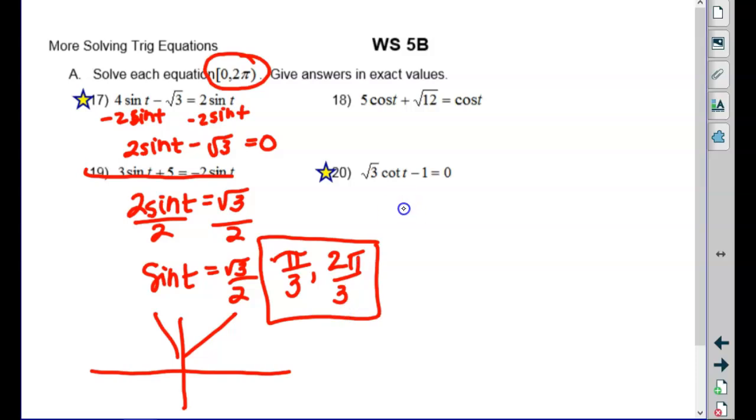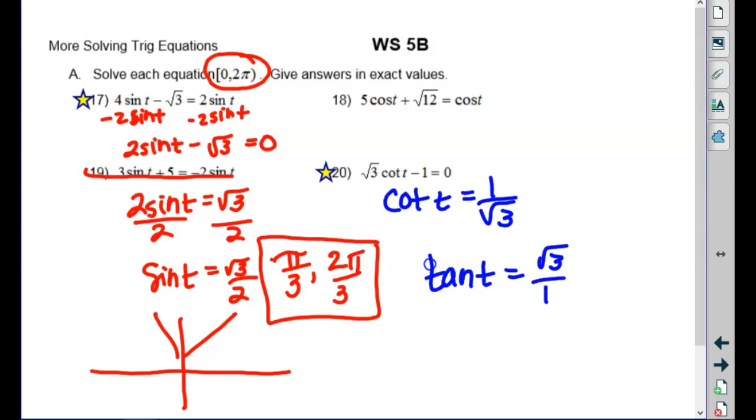Oh, number 20 is tricky, I think. What's happening on 20? If I isolate cotangent of t, it will say what? Add the 1 over to the other side and then divide by square root of 3. I kind of skipped steps. Are we okay? So if I flip that over and get tangent, I'll have what? Square root of 3 over 1. I'm just going to leave it because I'm looking for where the y is the square root of 3 and the x is the 1.